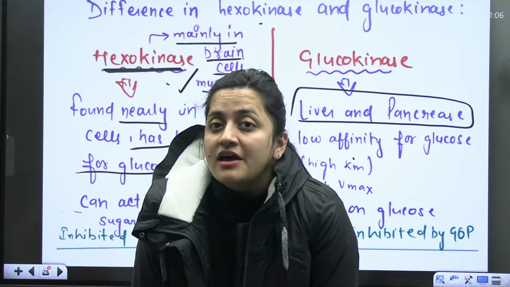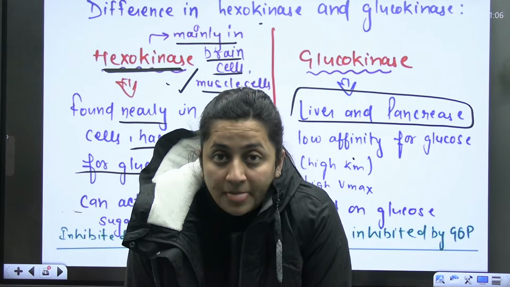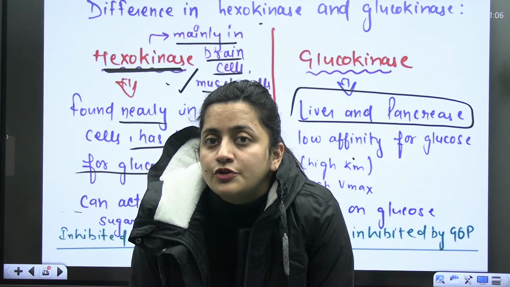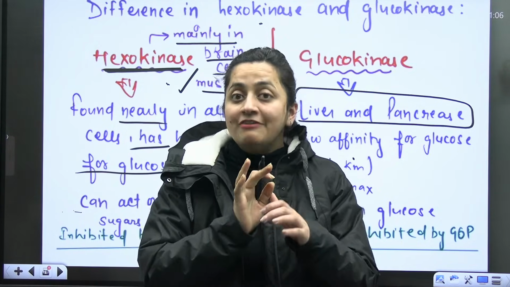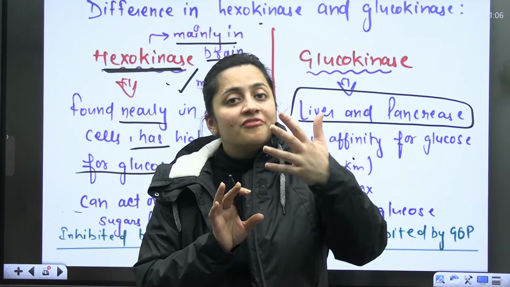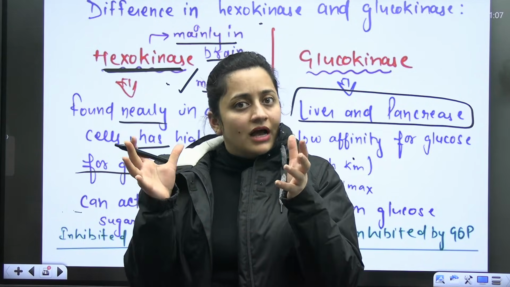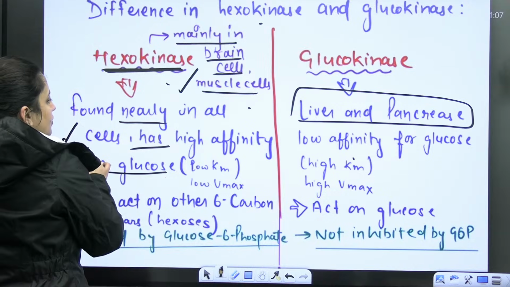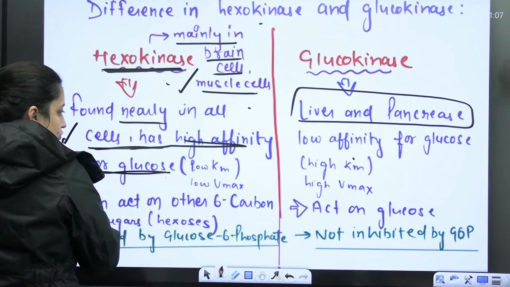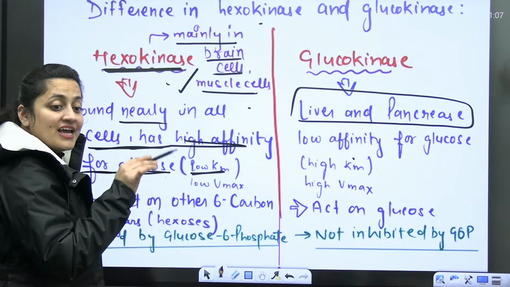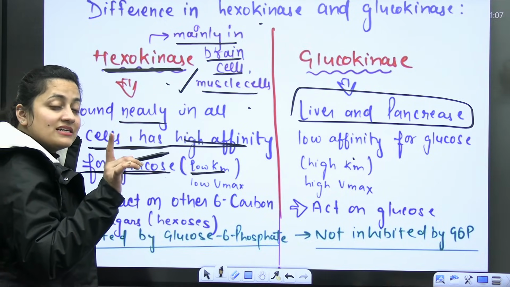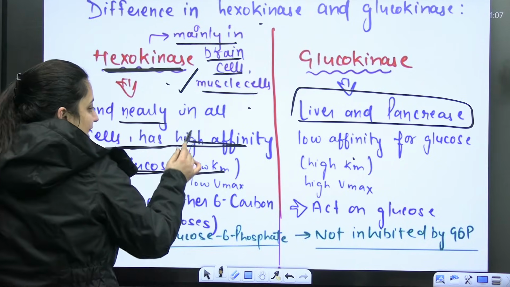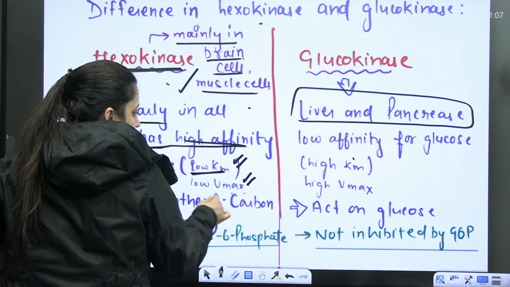If an enzyme has high affinity for its substrate, then even if the substrate is available in a small amount, it can still bind to it. And if an enzyme has low affinity for the substrate, then you need more of that substrate so that it can bind to the enzyme. So hexokinase is found in nearly all cells and has high affinity for glucose. High affinity means low Km, right? Km is the substrate concentration at which the velocity is half maximal.